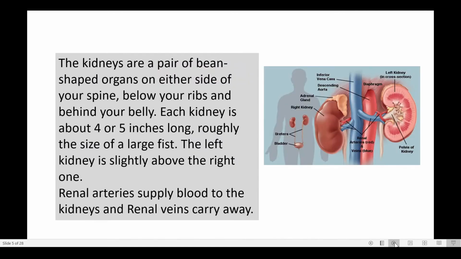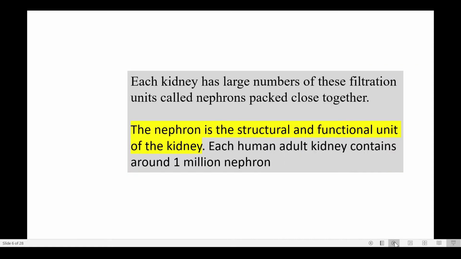Now these kidneys are bean-shaped structures which are present on both sides of our spinal column, and both kidneys are not on the same level. The left kidney is situated slightly higher than the right one. This is due to the position of the liver on the right side of our body. Each kidney is around 4 to 5 inches long, roughly the size of a large fist, and the renal arteries supply blood to the kidneys, and the renal veins carry away blood from the kidneys.